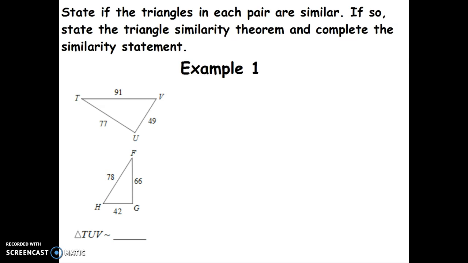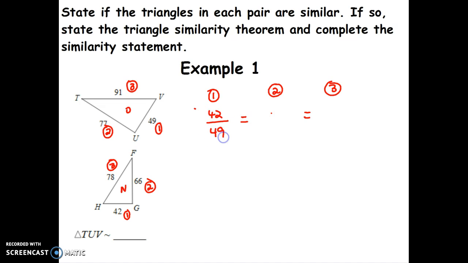In order to do that, we need to check to see that the three sides are proportional. So we're going to go as normal and number them numerically. 1, 2, 3. 1, 2, 3. We need to establish which one is our old figure and which one is our new figure, and it does not matter. Now we need to set up our fractions. The first one is 42 over 49, 66 over 77, and then 78 over 91.